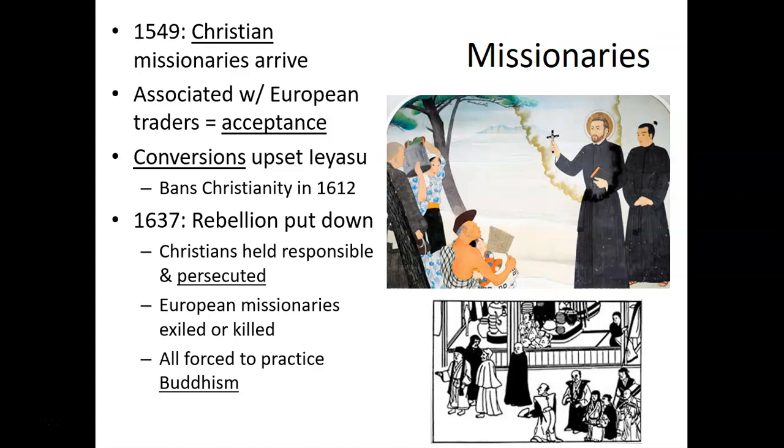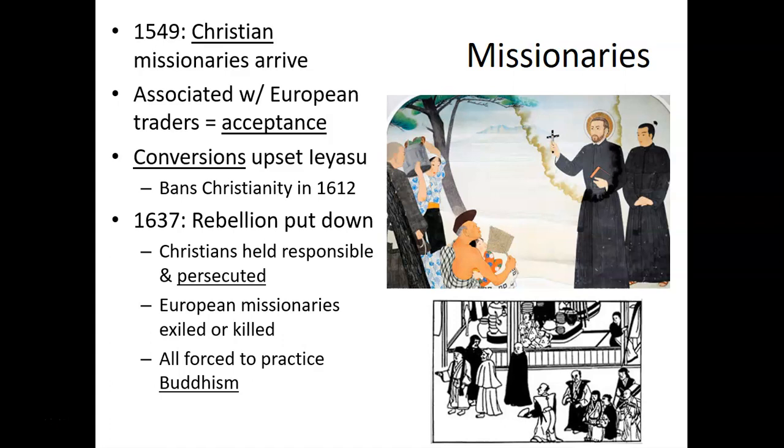Now, what ultimately ends up happening is that Ieyasu, the controlling interest in the Tokugawa state, starts to get upset by these conversions. So eventually, Tokugawa Ieyasu bans Christianity in 1612. He thinks it's pulling back against his leadership, pulling back against their traditional Confucian values. So this all leads to certain problems. There's a rebellion that takes place in 1637.